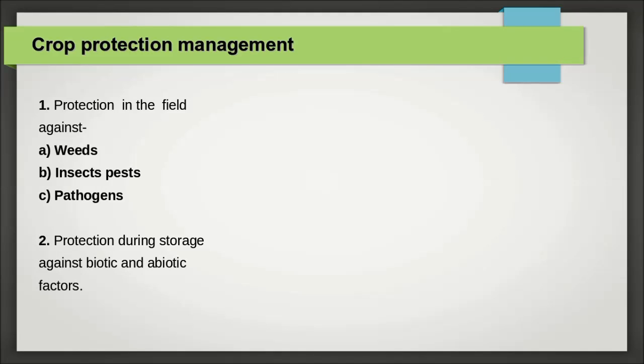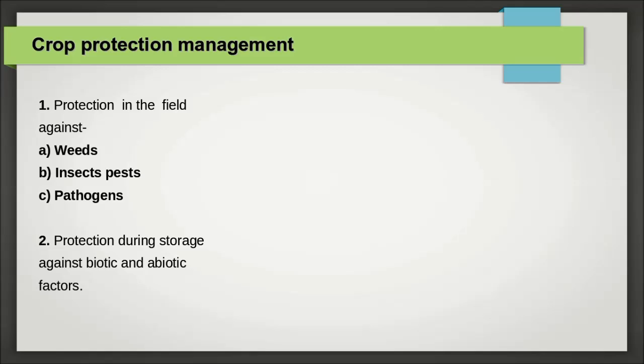Crop protection management. When crop is in the field, it needs protection against A, weeds. Unwanted plants which grow in the field and reduce crop production by taking up the nutrients meant for the crops. For example, Xanthium, Parthenium, Cyperus rotundus. B, insects. Pests cause damage to the root, stem and leaves, suck cell sap and bore into stems and fruits and reduce the crop yield. C, pathogens. Microbes like bacteria, fungi and viruses cause diseases in plants and reduce the crop yield. To control these, herbicides, pesticides, fungicides should be used.